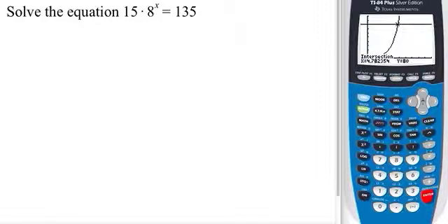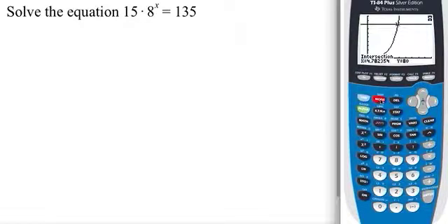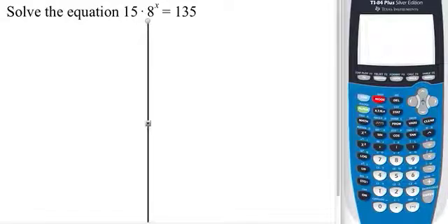All right? Here's a second one. Now in this one, it's not just a number to the power of x, but it's something times that number. In this case, 15 times 8 to the power of x equals 135. Now there's two ways that you can solve this, all right? And we'll look at both.